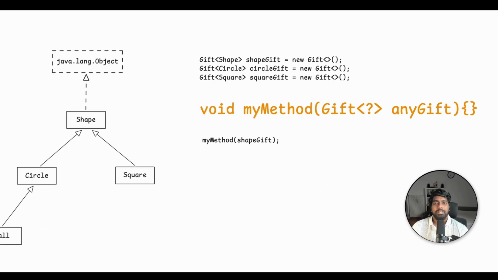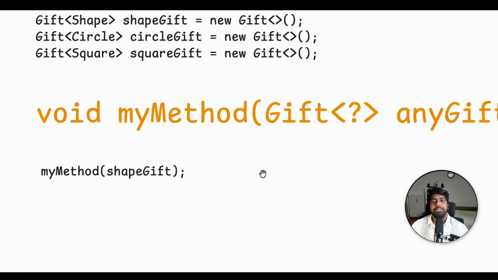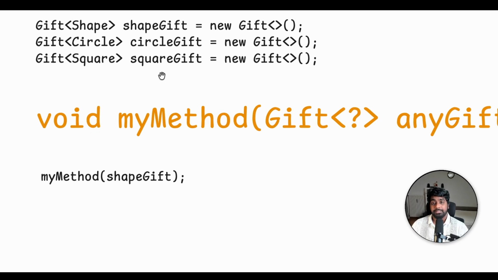Now we are talking about the wildcard types. Wildcard types are applicable when it comes to the variable types or method input parameters. So here I have a method called myMethod and it has an input parameter of type gift unbounded wildcard type. So this means when we are calling the myMethod, you can pass any type of gift. In this example, we have 3 gift objects. You can pass any of them into the myMethod because the myMethod signature allows any type of gift.